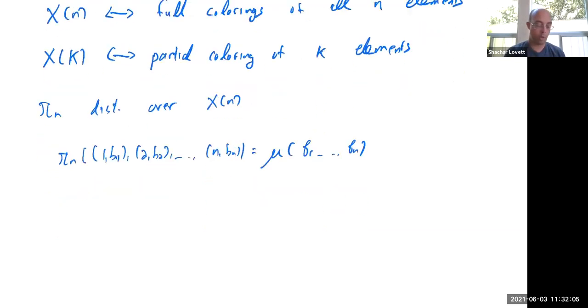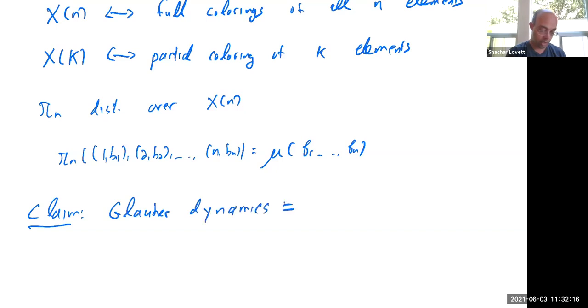And now I want to make the following claim: that the Glauber dynamics is exactly the same as the lower walk on X. We've seen already a couple of examples of that, but now let me try to explain why. So what is the lower walk? Again, think about the cases we've seen in the past, where mu is just uniform over some set of allowed elements, so some colorings are allowed.